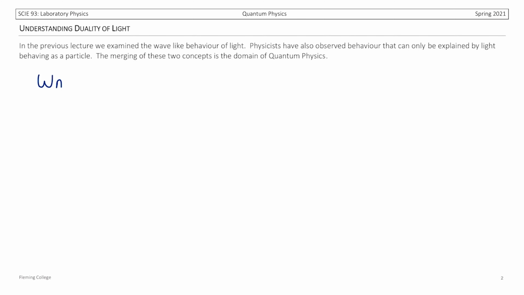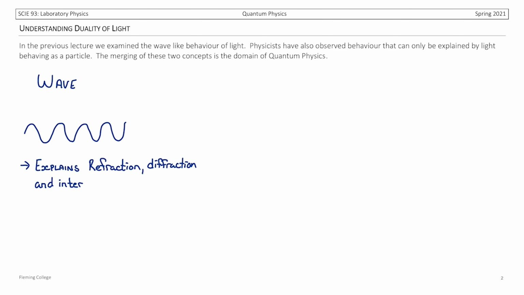So we've seen the wave-like behavior, where light comes in with a wavelength and a frequency and a wave speed of the speed of light. And this behavior can explain concepts like refraction and diffraction and interference.